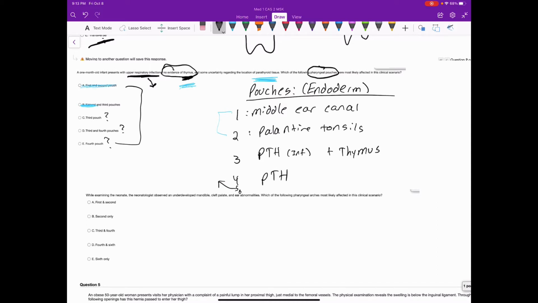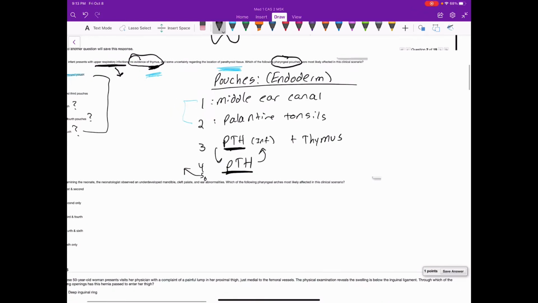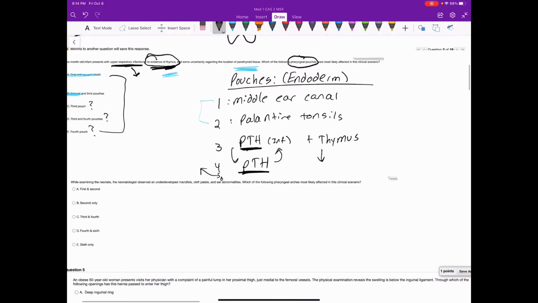Parathyroid tissue can be inferior or superior, right? It switches during development. They flip-flop, right? They join together. So when they join together, the thymus comes below. But that's not really too important in answering this question. I just think that's an interesting fact that would help. What else is important, however, is that it says no evidence of the thymus. So that means the thymus isn't there.